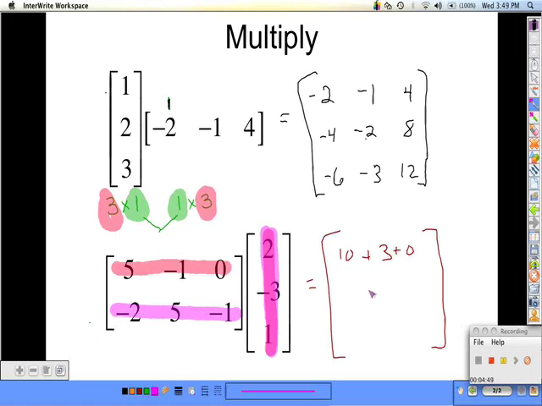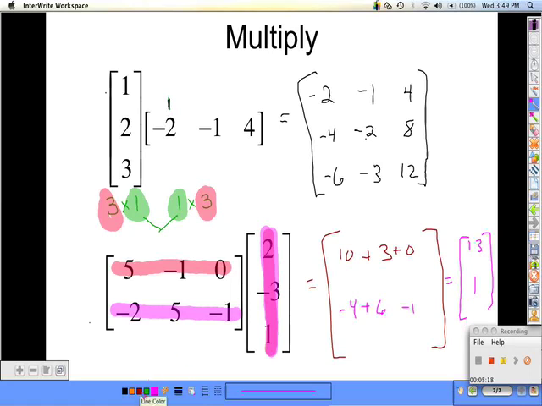Negative 2 times 2 is negative 4, plus negative 2 times negative 3 is 6. Negative 1 times 1 is negative 1. And now we just add those numbers up. We get a matrix that is 13 in the first row, and we get 1 in the second row.